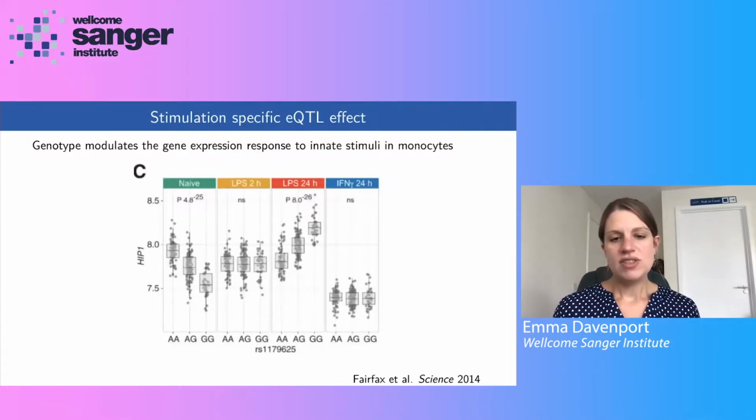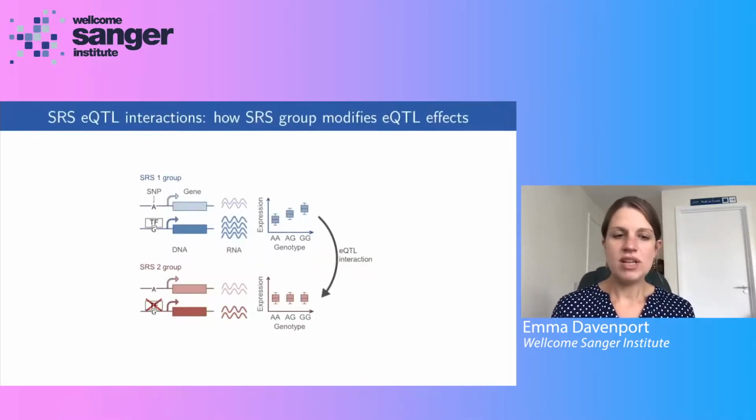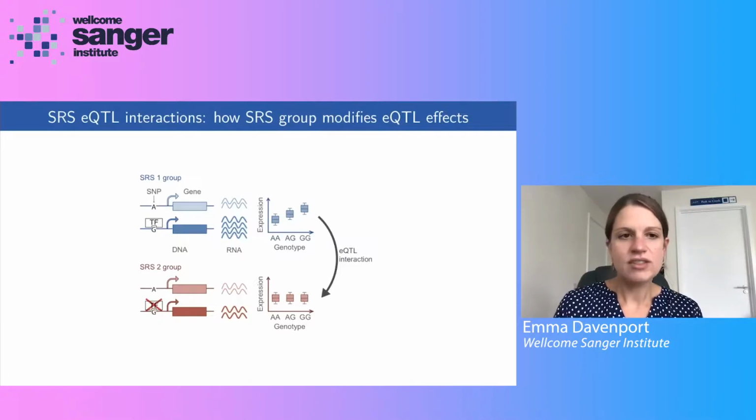So what we're really interested in is whether some eQTL effects can be modulated by the SRS group, so whether an individual is in SRS1 or SRS2. Going back to our little cartoon of what an eQTL is, it might be that an eQTL is active in one particular SRS group, so that's the blue one at the top with SRS1. And then in SRS2, for example, maybe the transcription factor is no longer active, which means there isn't this difference in expression when the G allele is present in the promoter, and therefore we lose this eQTL effect between SRS1 and SRS2. This difference in eQTL effect can be identified by modelling an interaction.